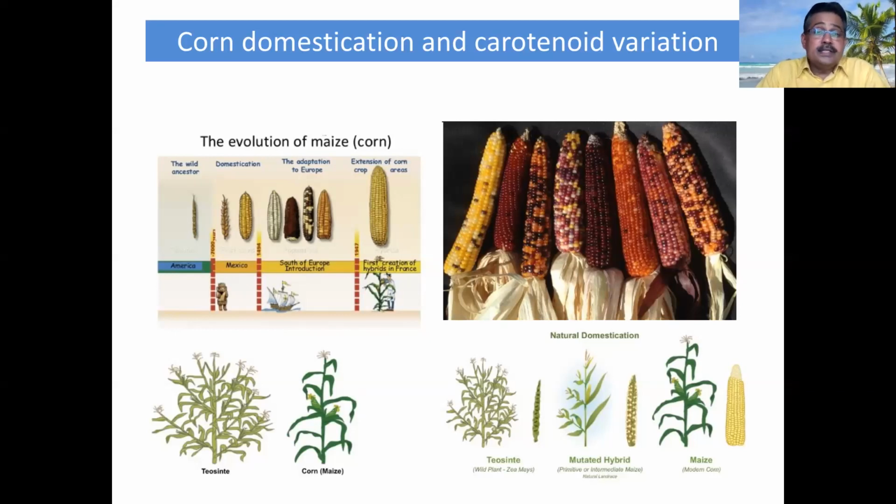Coming to the example, in this case, beta carotene. Beta carotene is one of the important traits. Many people are working on biofortification programs all over the world. Like in rice, we don't have beta carotene, so people transferred genes from maize or daffodils into rice, and they developed golden rice.